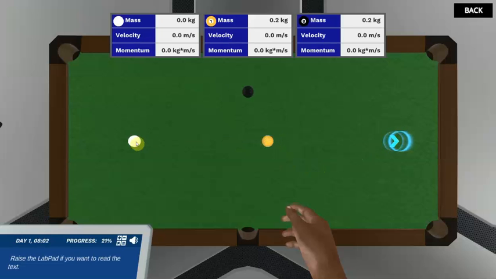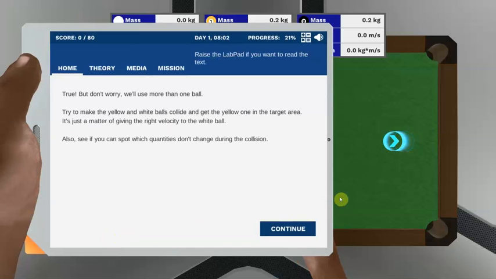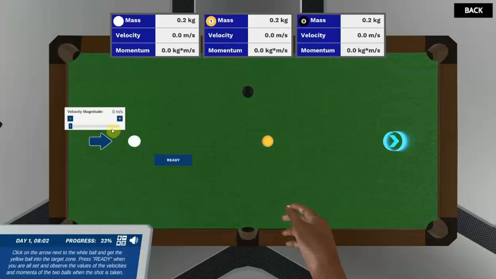Try to make the yellow and white balls collide and get the yellow one in the target area. It's just a matter of giving the right velocity to the white ball. Also, see if you can spot which quantities don't change during the collision. Click on the arrow next to the white ball and get the yellow ball into the target zone. Press ready when you are all set and observe the values of the velocities and momenta of the two balls when the shot is taken.